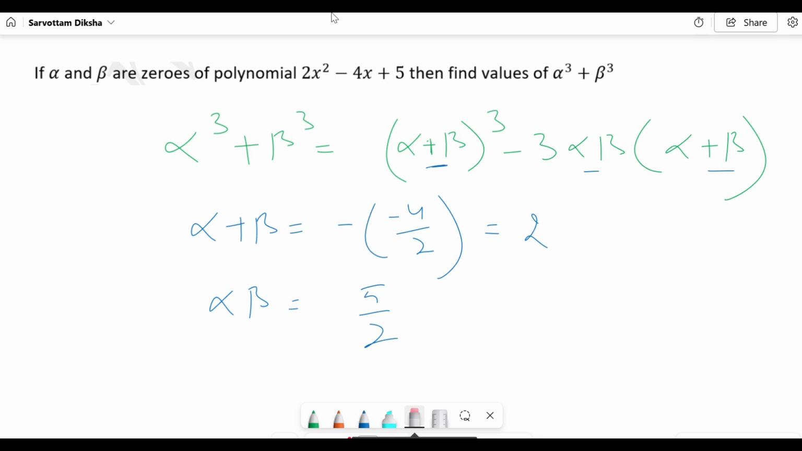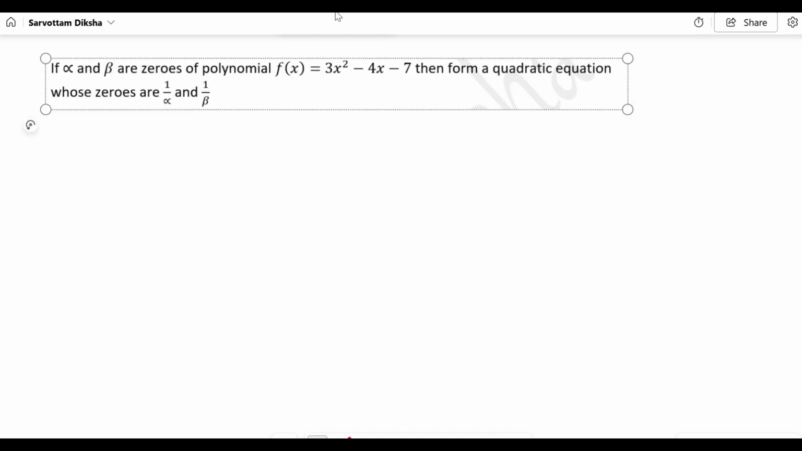I am not solving till the end. I am assuming you are smart enough to get the end answer. This is also a very important set of questions.